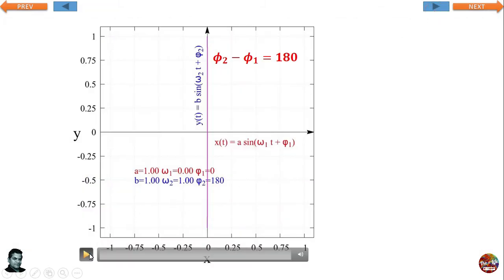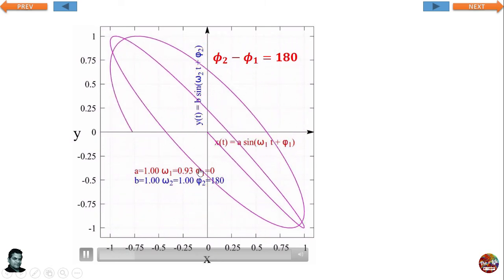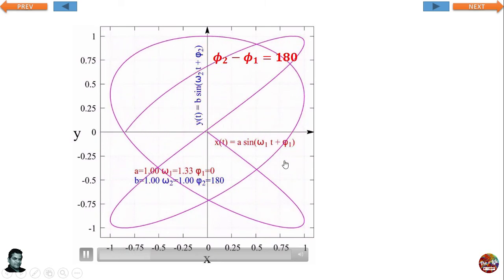Next, this is our last case. In here the coupled oscillator has a phase difference of pi, and as the angular frequency is changed, that's how the Lissajous figure is changing.